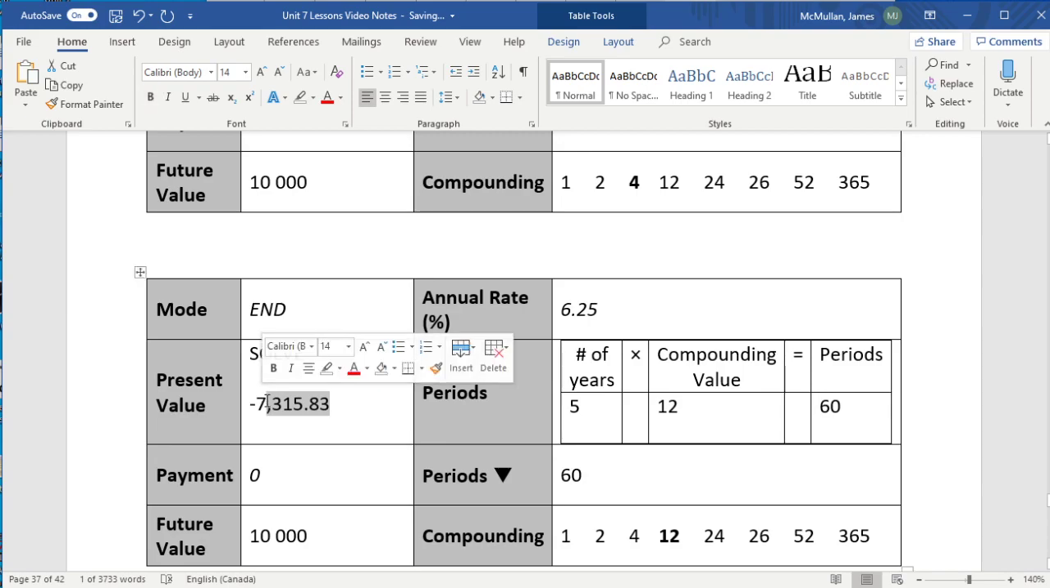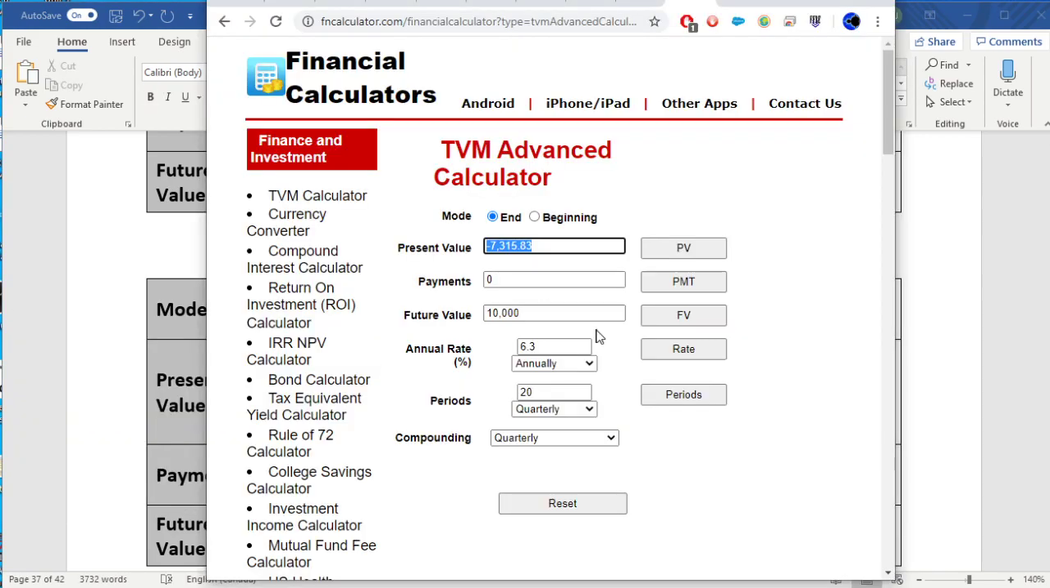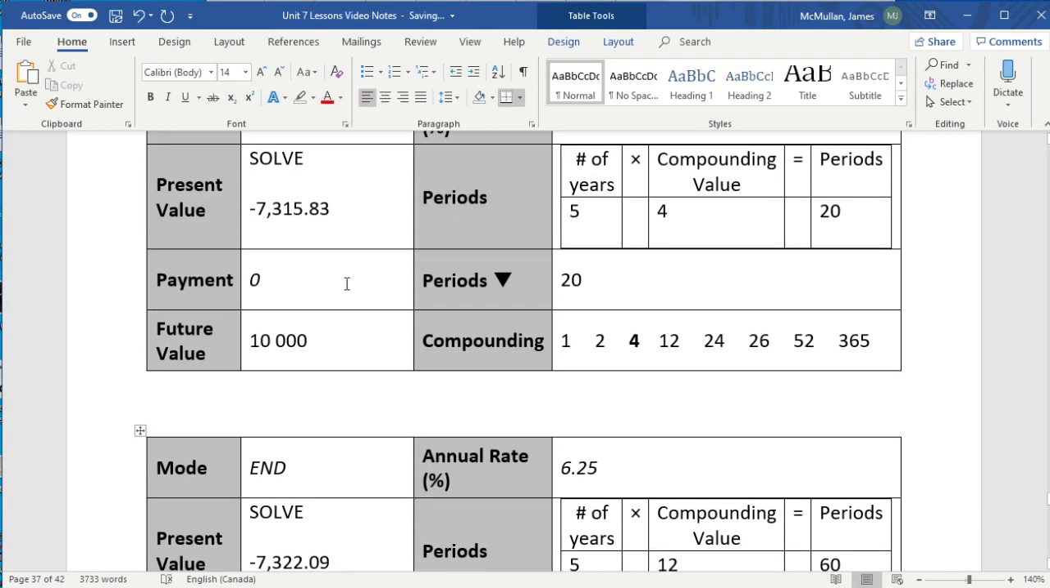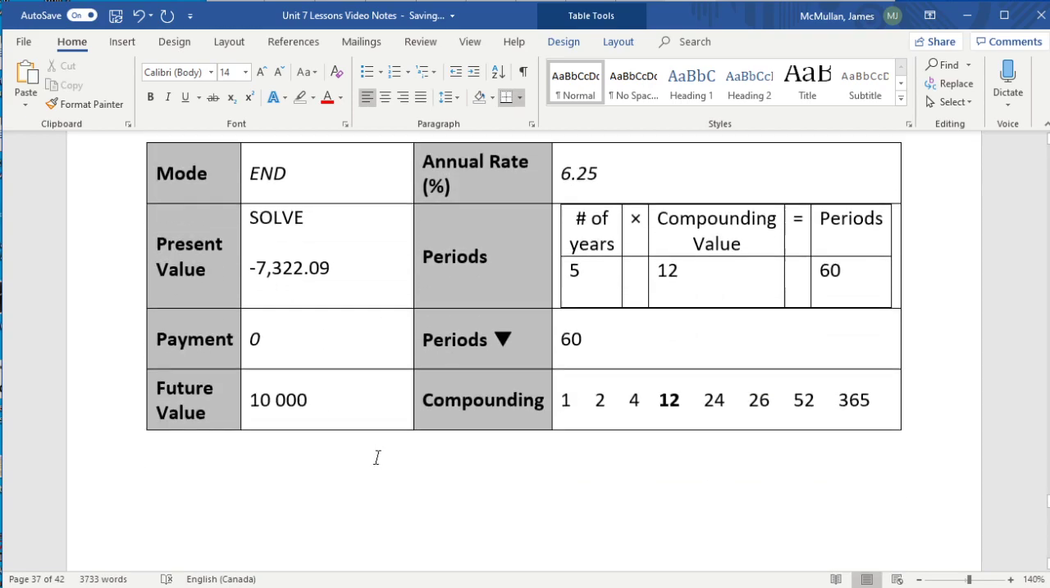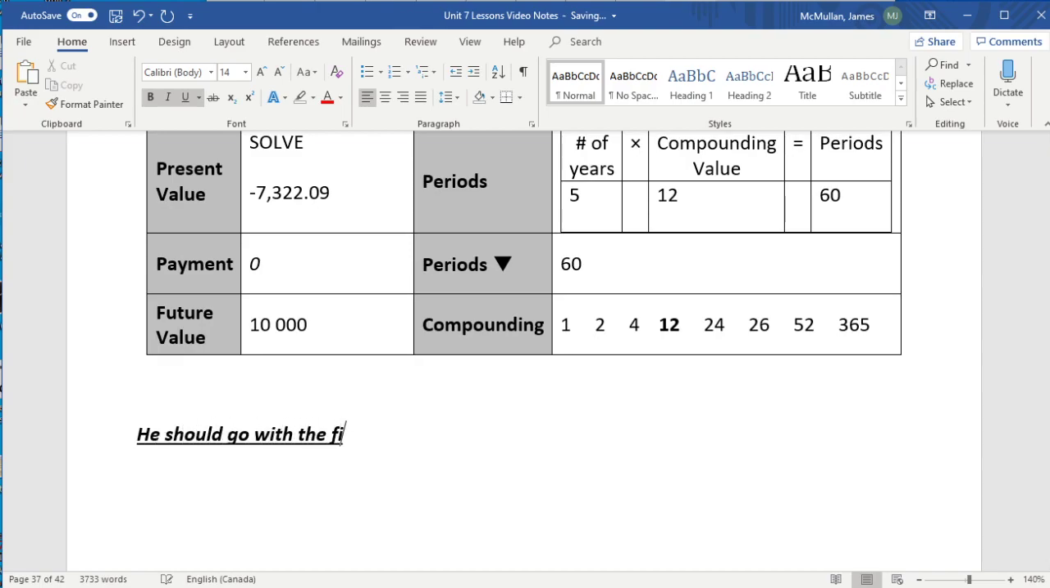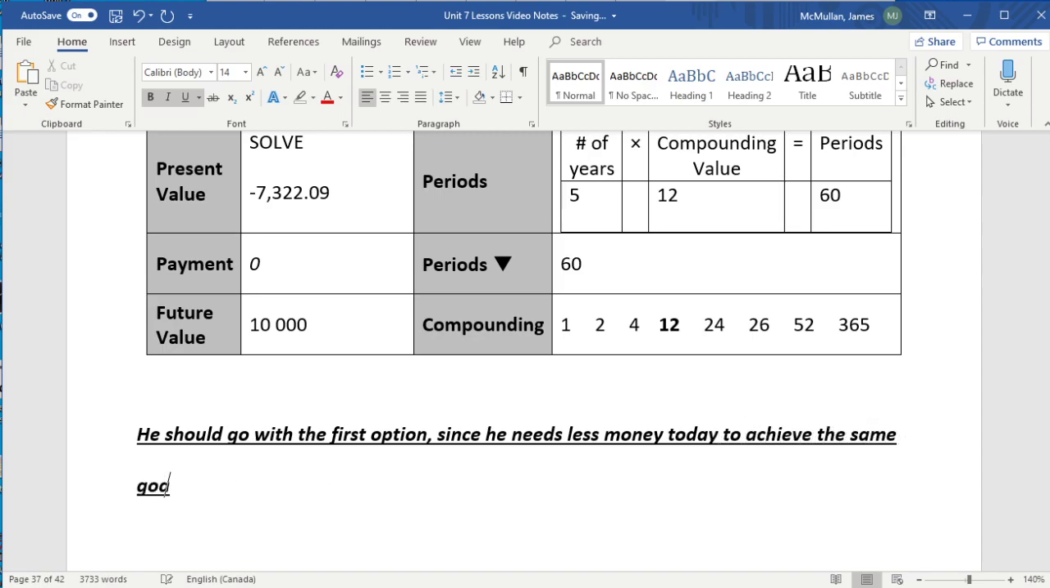Okay, so once again, we're just going to take all the same assumptions into the calculator. We're going to change this to 6.25. We're going to change this to 60 and monthly. And we're going to change this to monthly. And how much would he need? 7322.09. So he needs slightly less money, right? He only needs $315 as opposed to $322 if he goes with the first option. So he should go with the first option since he needs less money today to achieve the same goal.